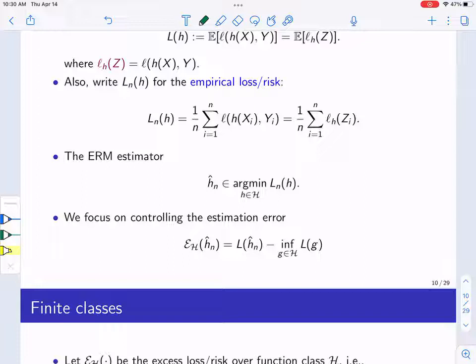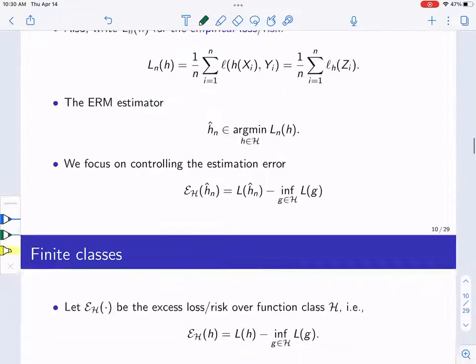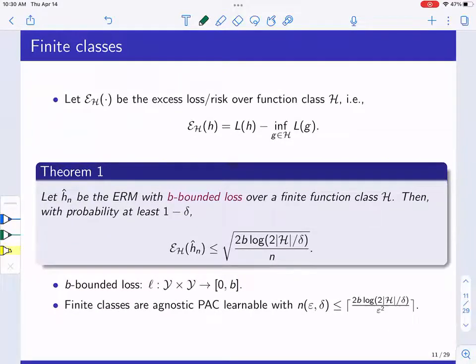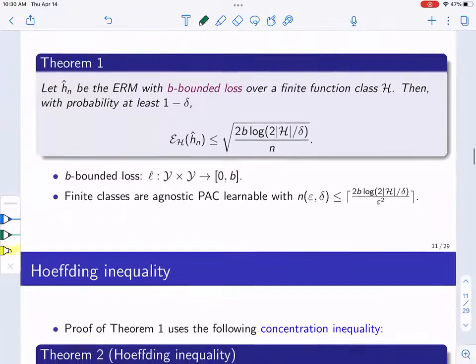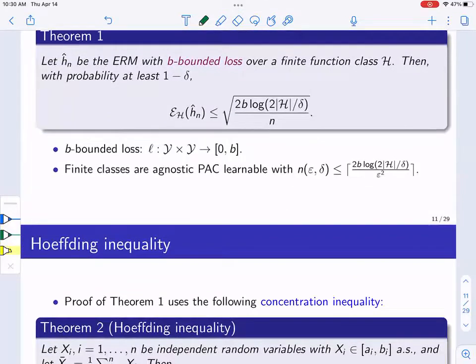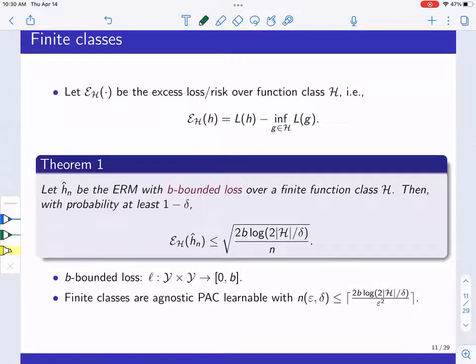Okay, so the new notation is this empirical loss and empirical risk. It's a lot of setup, but any questions? Okay, so let's now see a result. The first thing that we can do is to look at finite classes of functions. Let h hat n be the ERM, the empirical risk minimizer, and let the loss be B-bounded. What I mean by B-bounded is the values are between 0 and B. For example, classification with 0-1 loss satisfies this clearly.